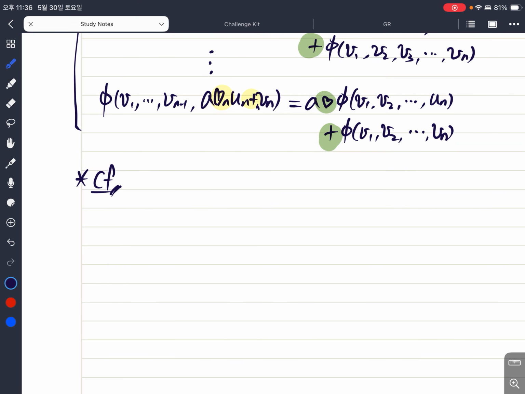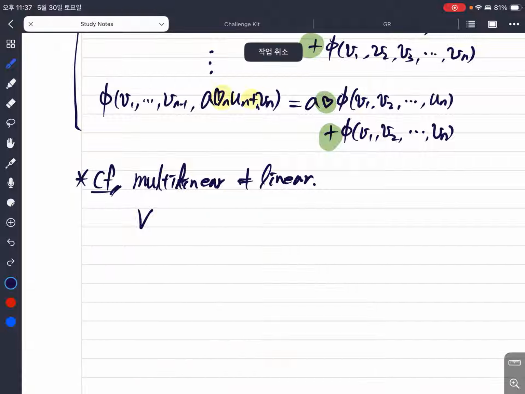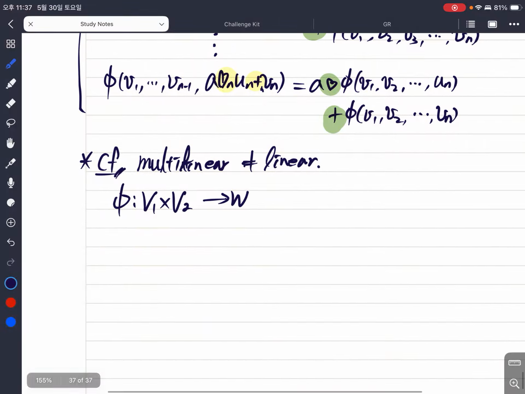Then can you say multilinear is also linear? I say it's not. Multilinear is not linear. Let us go through a simple example. Let us say V1 times V2. Phi is a map from V1 times V2 to W. Recall that this is the Cartesian product vector space.